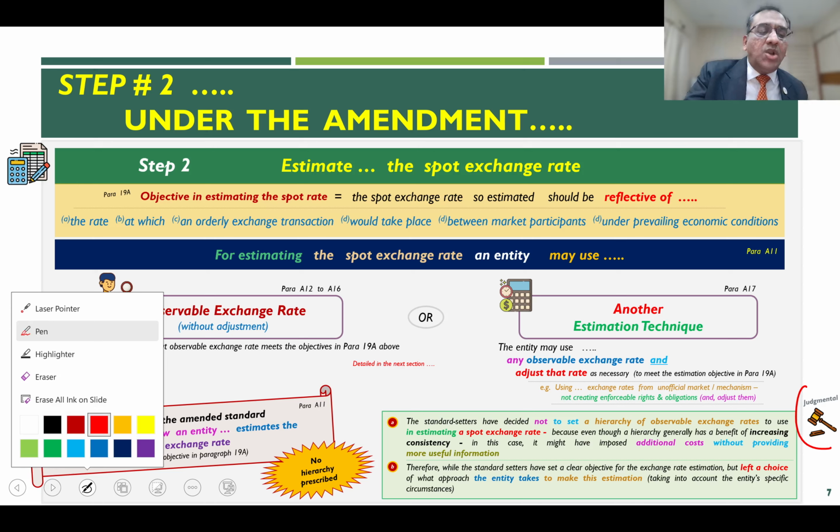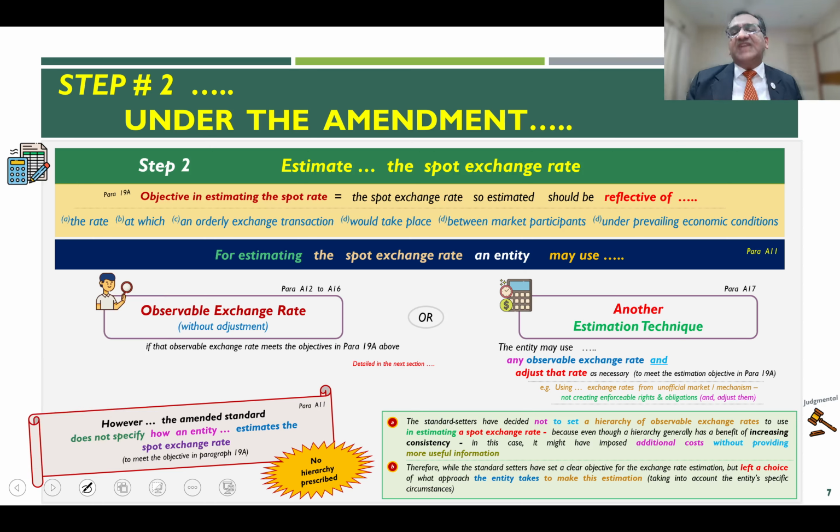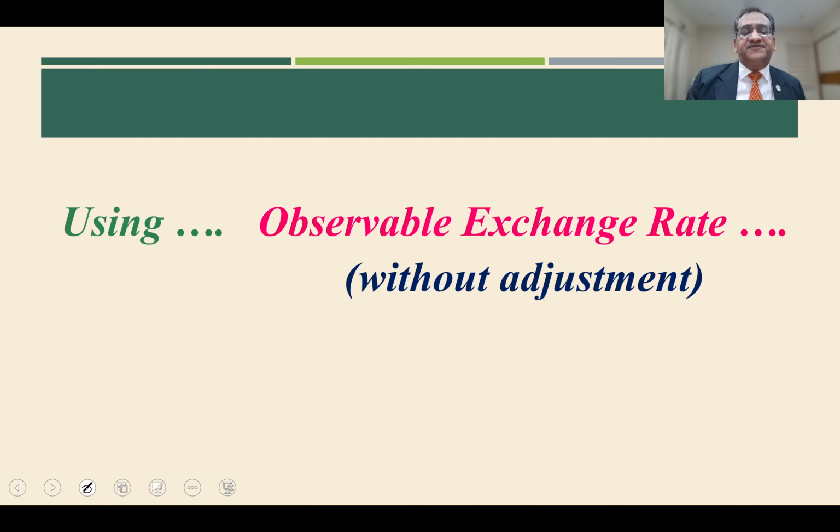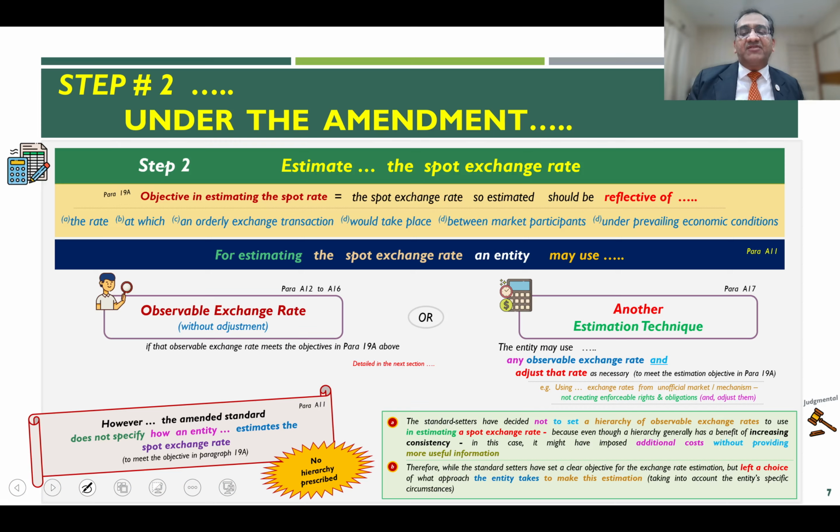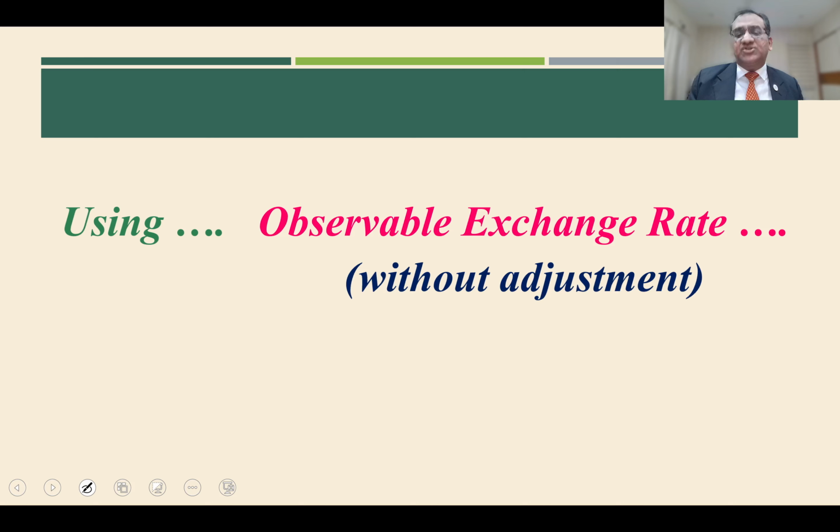They will have to look at their own individual fact pattern and then see which of these is more suitable from their own individual perspective. So using the observable exchange rate, now we are looking at this bit. In this, as I said, there are two possible approaches one may follow.